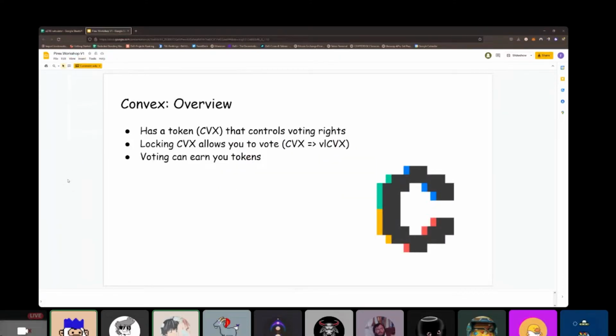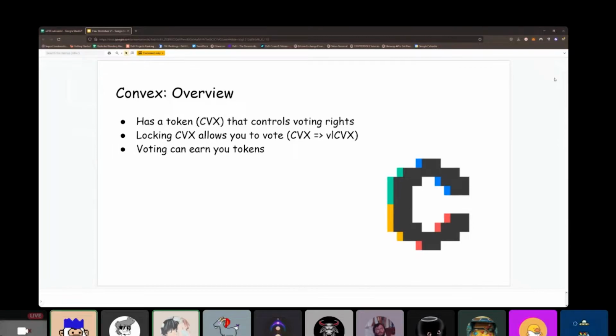Next slide, please. Yeah, so most of you probably know what Convex is, but I figure for those who don't, we're going to give a really brief overview. Convex has a token, CVX, that controls voting rights for Curve and Frax. In order to access those voting rights, you lock up your CVX, and in return, you get something called VLCVX, which stands for Vote Locked Convex. But anyway, I'll get to that. Voting can earn you tokens from people who want your votes, so they'll incentivize you by doing something called bribing. Okay, next slide, Funky.